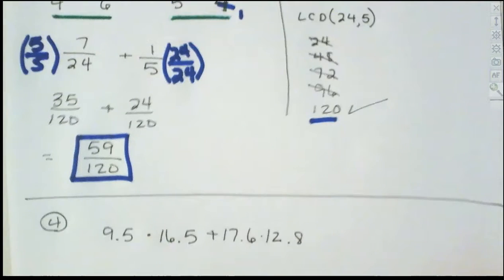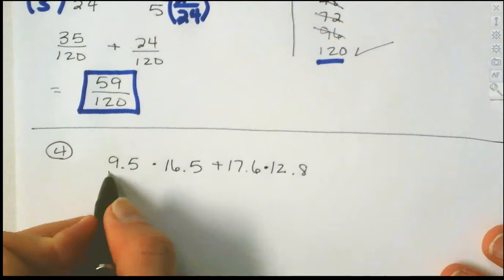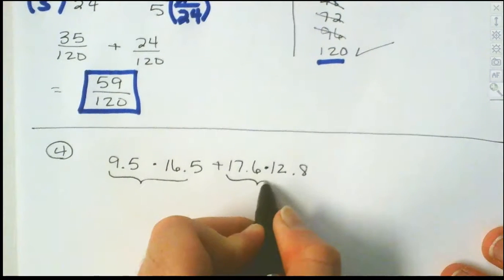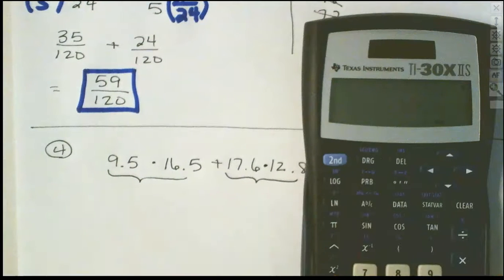So this is what we've got here. And this is a multiplication dot. So if we want to work this one out, same as the last one, we're going to do our multiplication first. So we'll go ahead and multiply these out here. So we have 9.5 times 16.5.